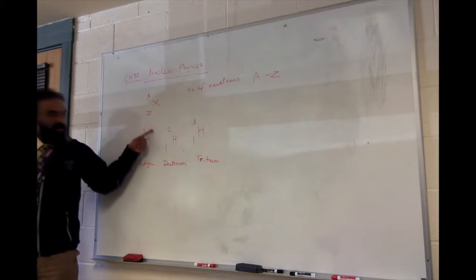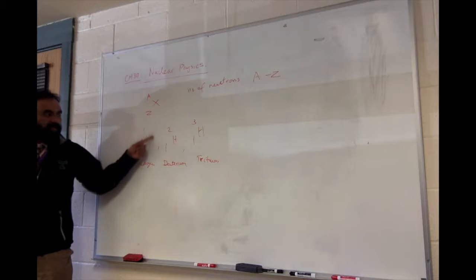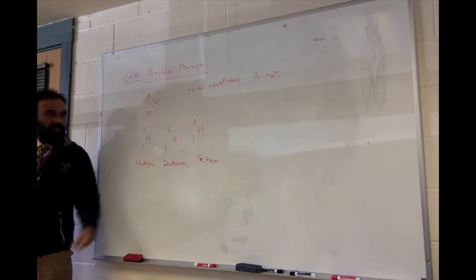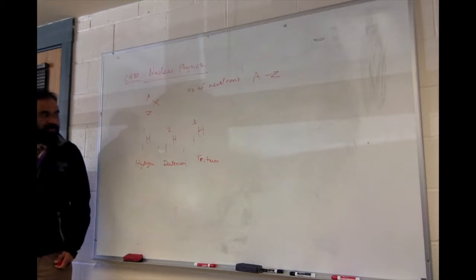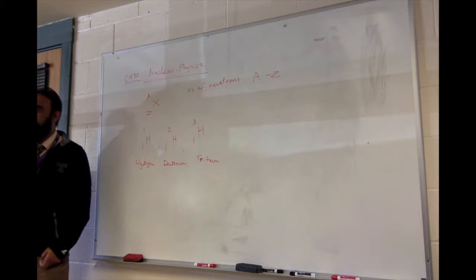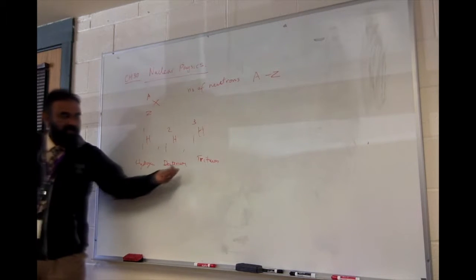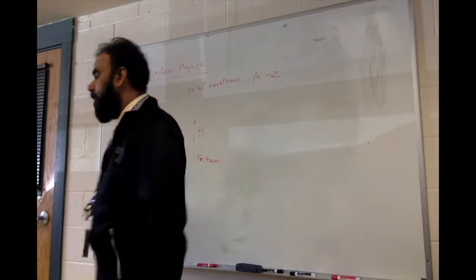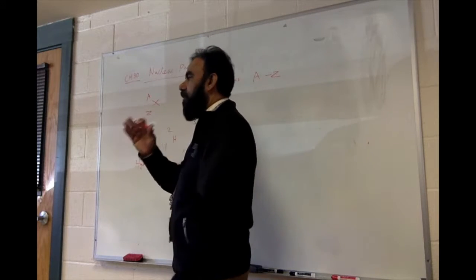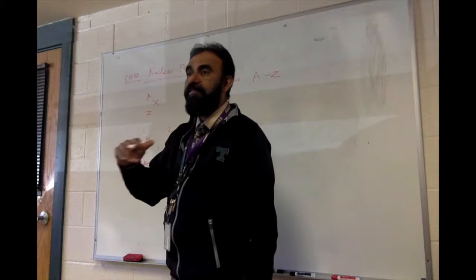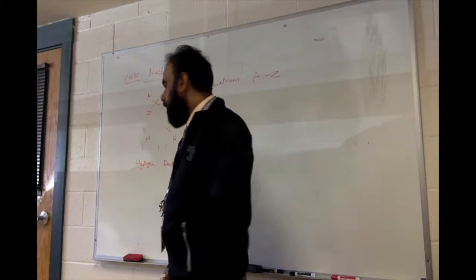The one which is most common is always this. This one is very common, and the other ones are available. There's a lot of deuterium in seawater. So hydrogen, deuterium, and tritium are three isotopes, and they don't always appear in the same ratio of abundance. They come in different proportions.